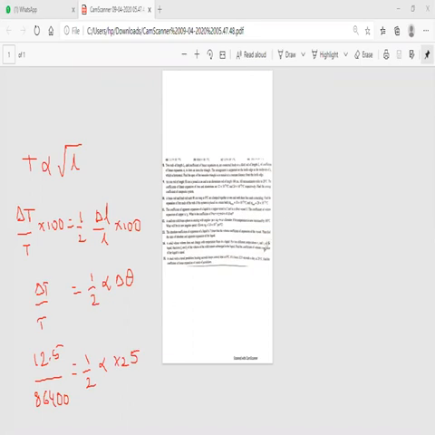Now by solving this, you will get alpha equal to 1 by 86,400, and that is the final answer, per degree Celsius. Alpha is 1 by 86,400 per degree Celsius. This is the answer for the 15th question. Okay. Thank you.